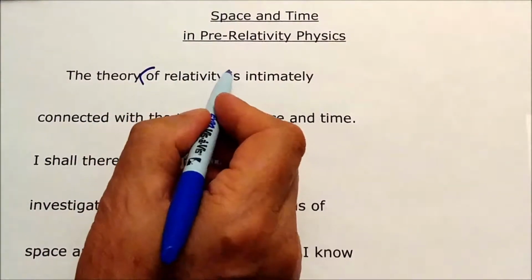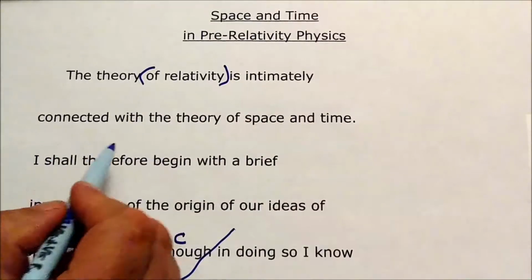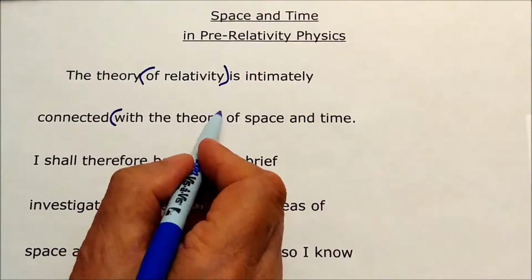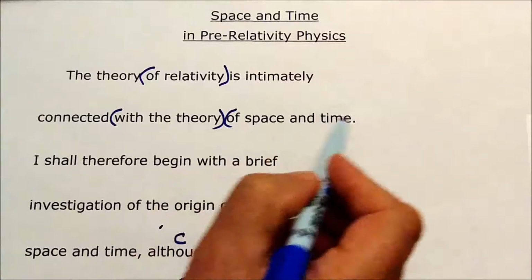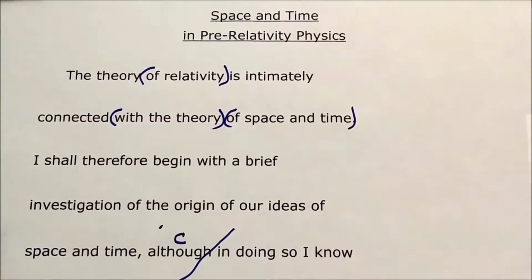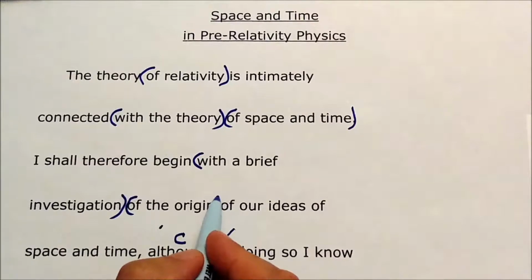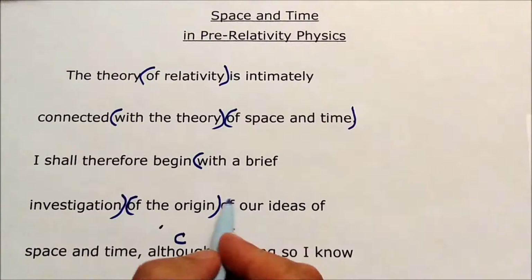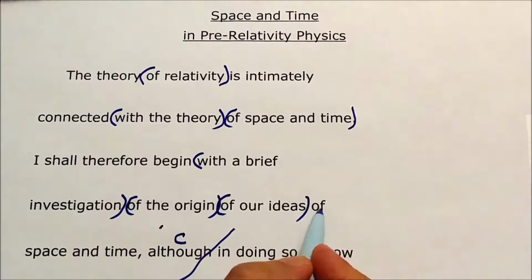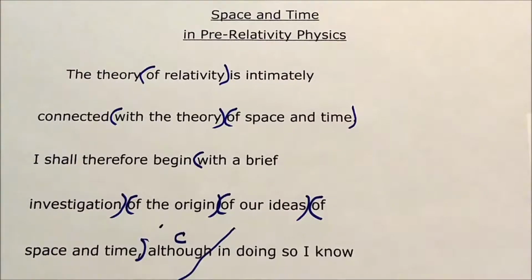Of relativity, there we go. With the theory, prepositional phrase. Of space and time, there we go. With a brief investigation, prep phrase. Of the origin, prep phrase. Of our ideas, prep phrase. Of space and time, prep phrase. This looks like the whole sentence is made up of prepositional phrases. Don't be surprised when you see this in your own reading.